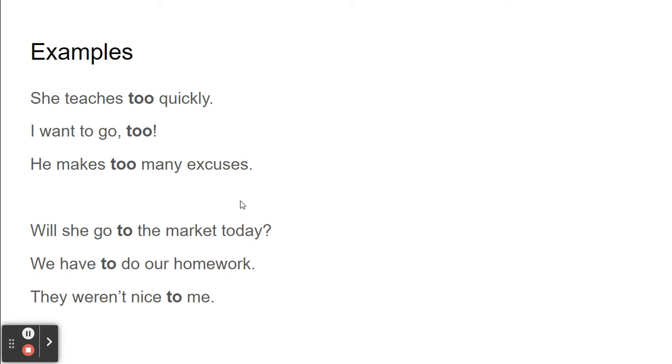And we have, will she go to the market today? Here we're talking about direction or where she's going to go, the market. And we have, to do our homework. Here to is before a verb, and that verb is do. We have to do our homework.